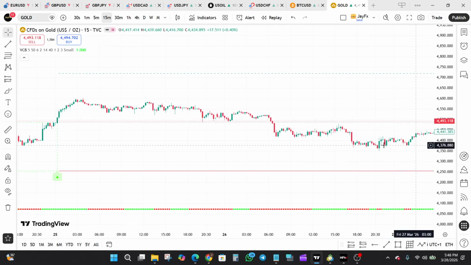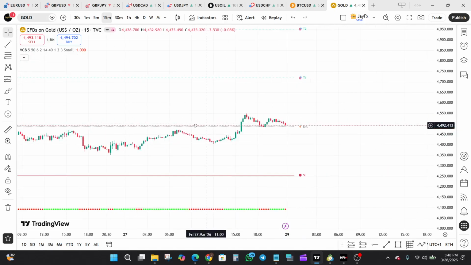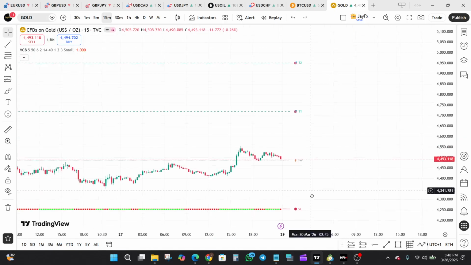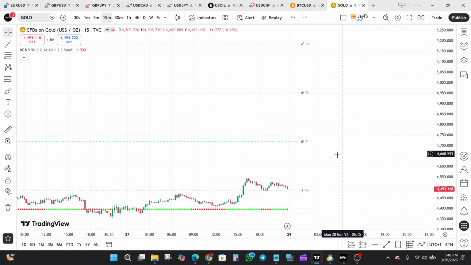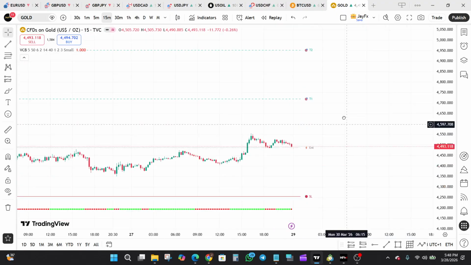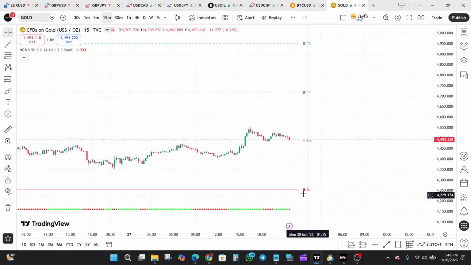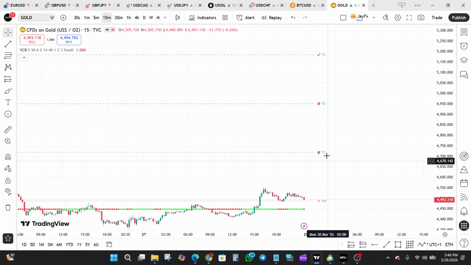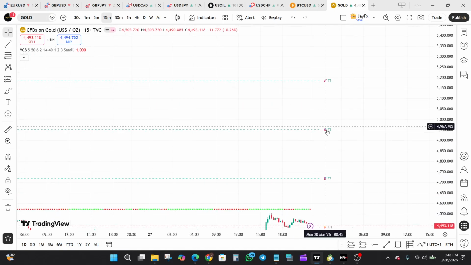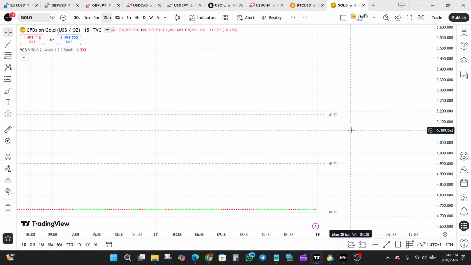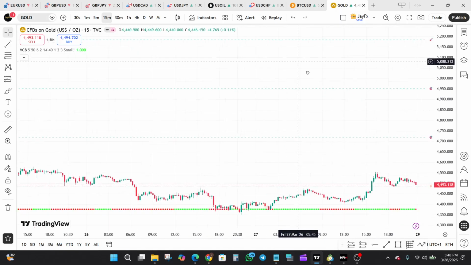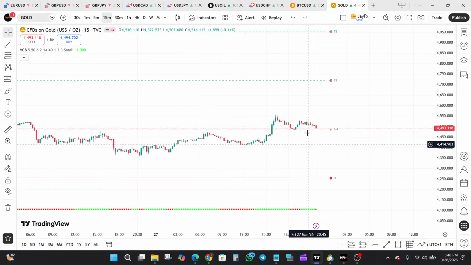Not only does it give us potential entry points, it also gives us potential stop loss level and take profit levels, right? So you can see this is the entry point, this is stop loss, this is the first take profit level, second take profit level, and the third take profit level. So 3 take profit levels and 1 stop loss level.